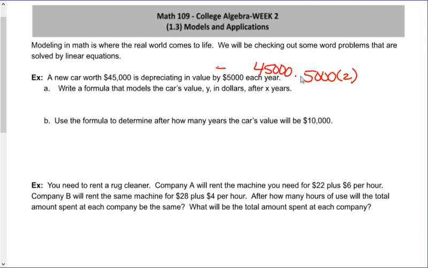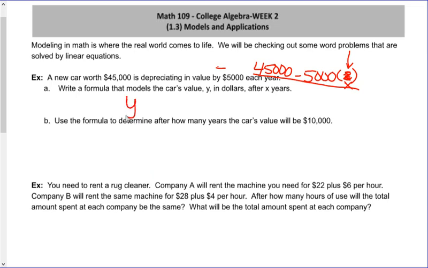So what I'm thinking of for you, if you're kind of stuck on writing an equation, is to look at a specific case and make up a number, and then once you have that number in there that changes, that's what you want to replace with the x, which is our variable, if that's what's changing each time. So we want to write a formula that models the car's value, y, in dollars after x years. So this expression right here models that for this situation.